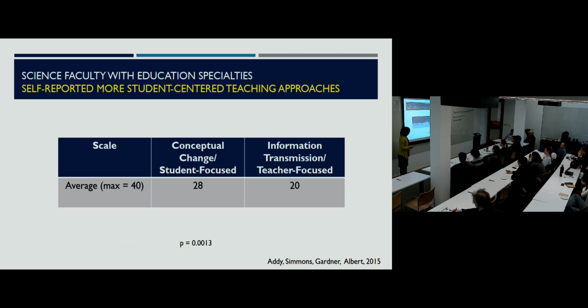And when I asked them their approaches to teaching, they self-reported, this is a different scale, conceptual change student focus scores were higher than information transmission teacher focus. So they actually believed, more student centered in their belief systems, and what they self-reported as their approaches, what they did in the classroom, was more student focused than teacher focused.